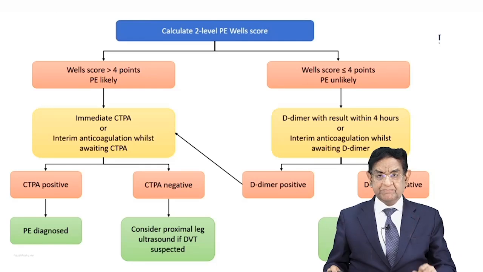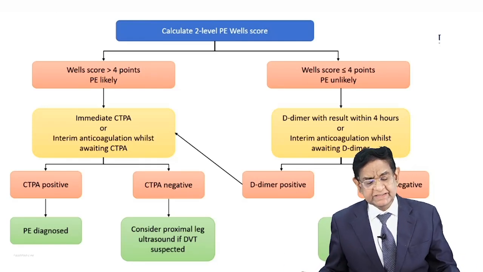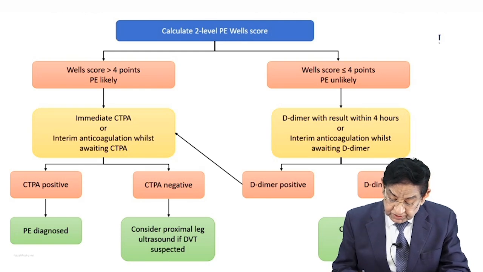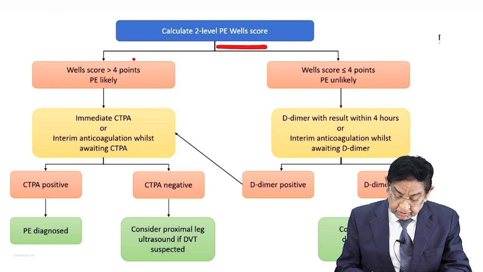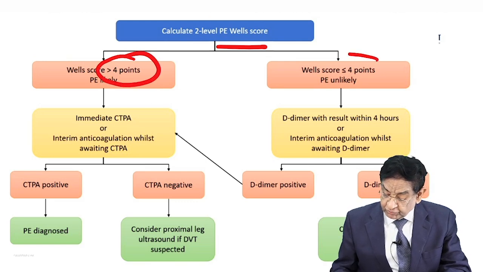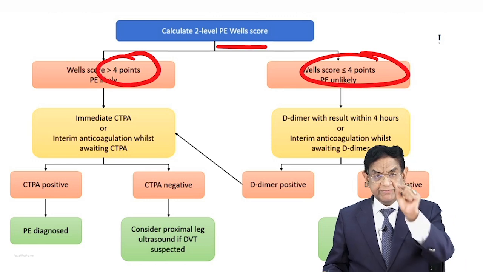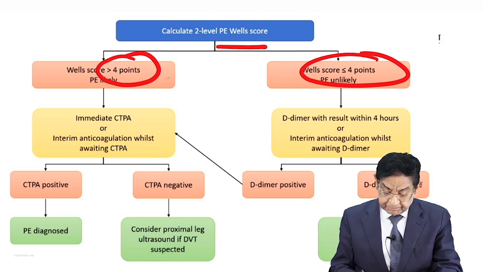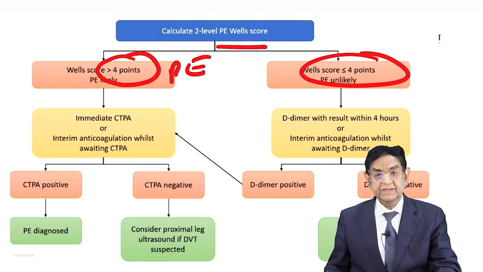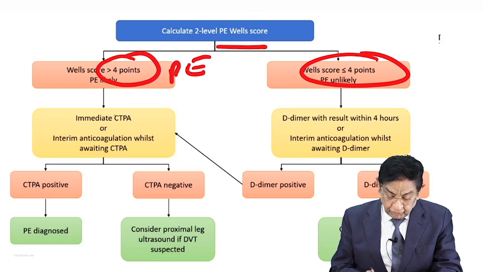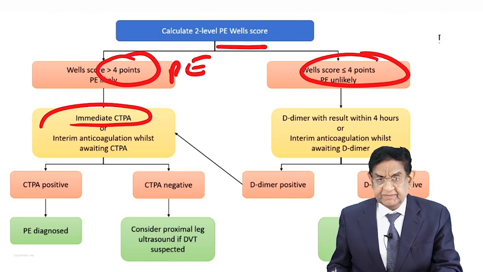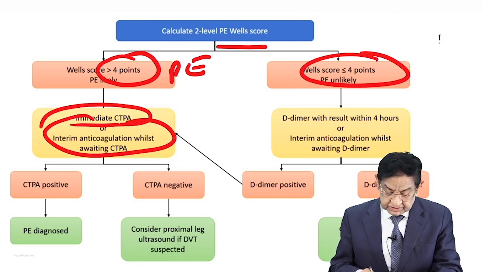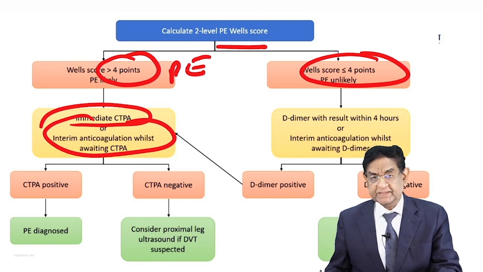Since this is a summary, I'll spend enough time. If you know this table, it tells you what the NICE guidelines say. So what he says, you score the Wells score. We have done it: more than 4, or 4 or less than 4. If it is more than 4, PE is likely. Go for immediate CTPA scan, but if there is a delay in the CTPA scan, then use anticoagulation, apixaban or rivaroxaban.